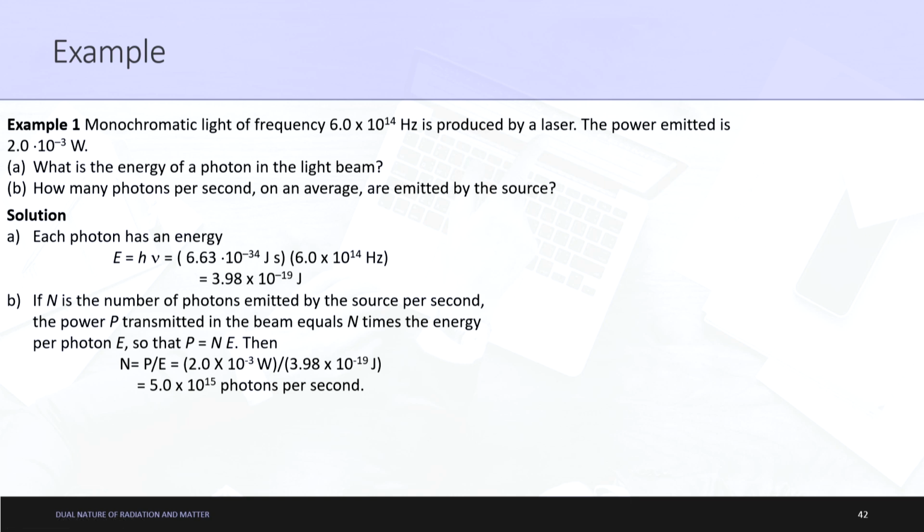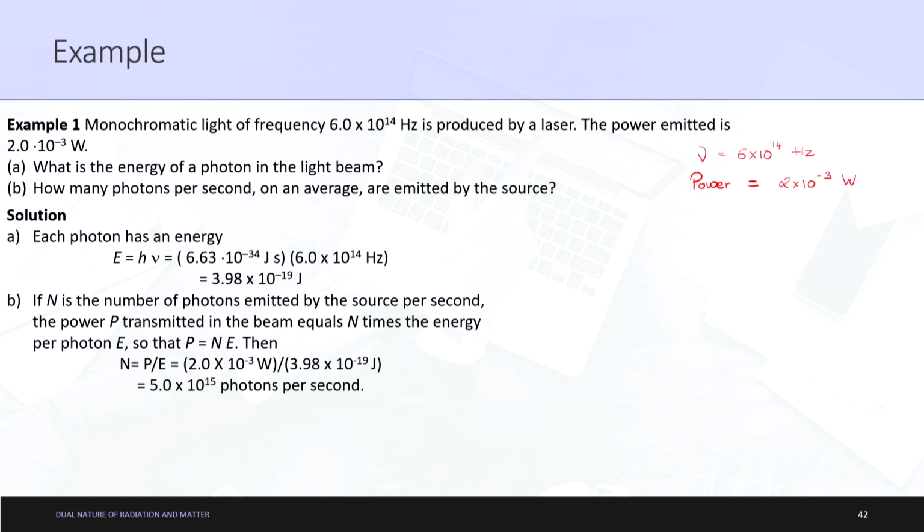So let us read the question first. Monochromatic light of frequency 6 into 10 to the power 14 hertz. So nu is given to you as 6 into 10 to the power 14 hertz. The power emitted is also given, which relates to intensity. This power is 2 into 10 to the power minus 3 watts.